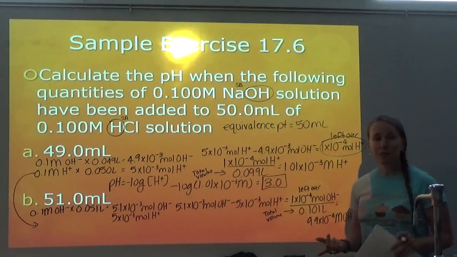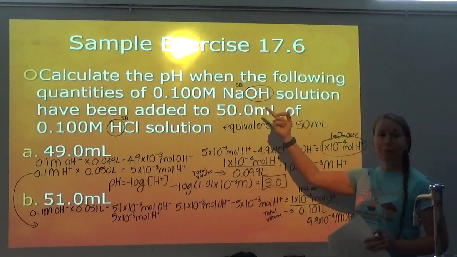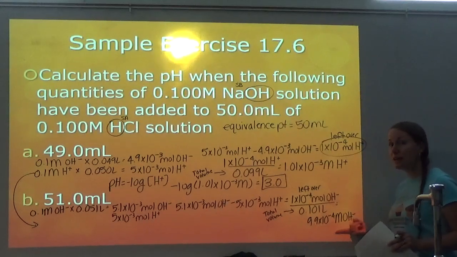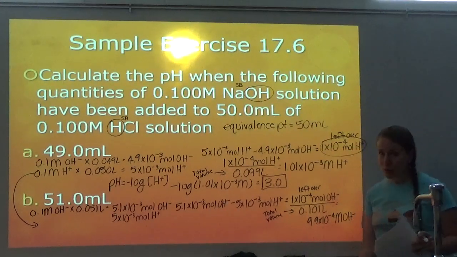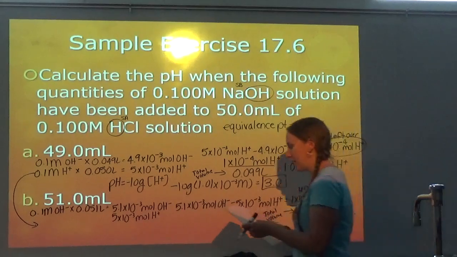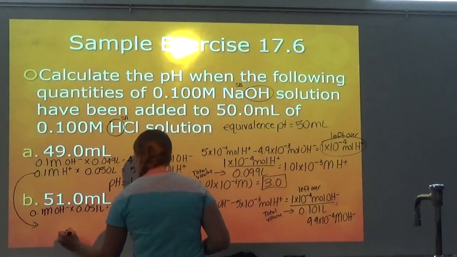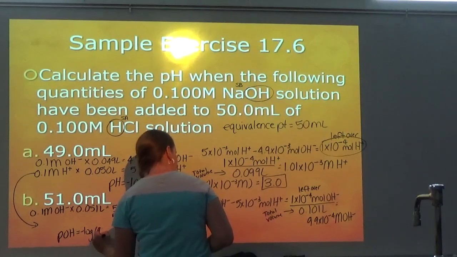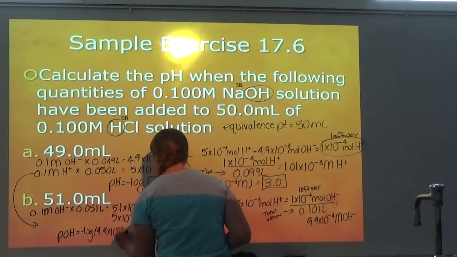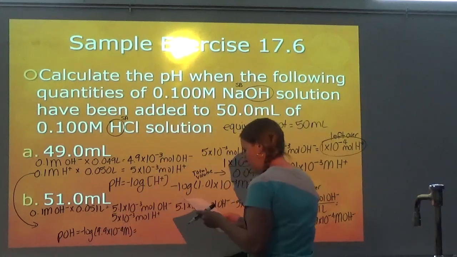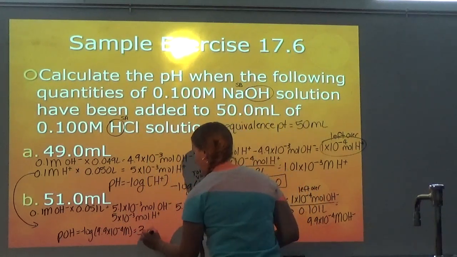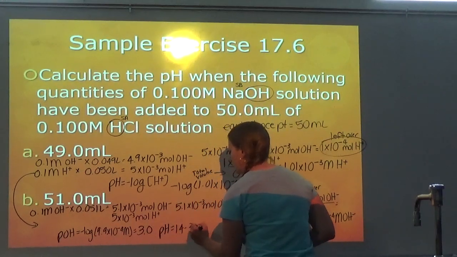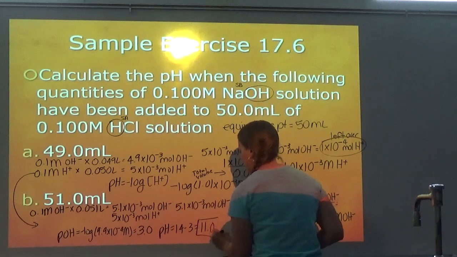Alright, but it didn't ask me for molarity of OH minus, it asked me for pH. But I have to be careful. I have OH minus. So if I do negative log of this, I'm going to get pOH, and then I would need to do 14 minus. Alright, so I do pOH is negative log of 9.9 times 10 to the negative 4, and that ends up giving me 3. But I need pH, so pH is 14 minus 3, which of course is 11.